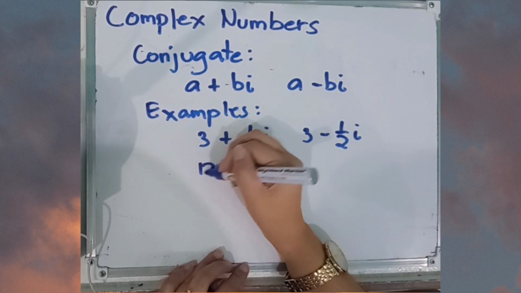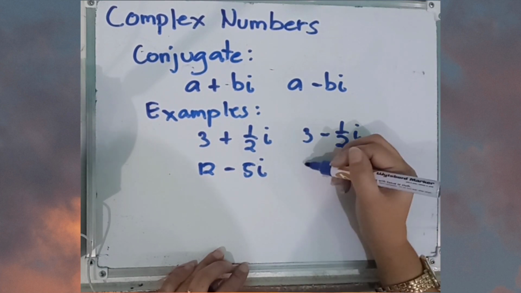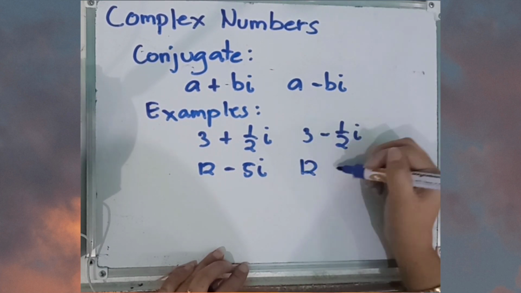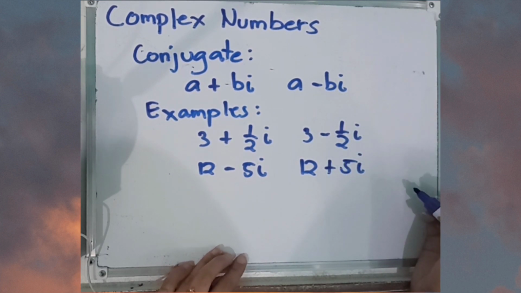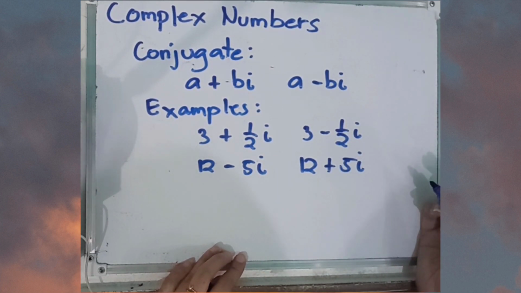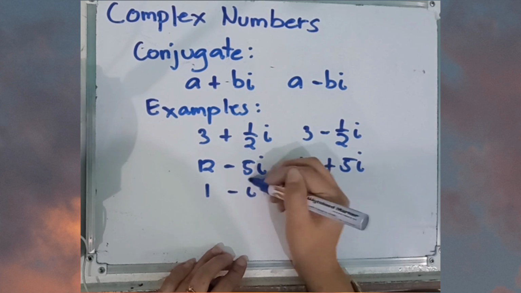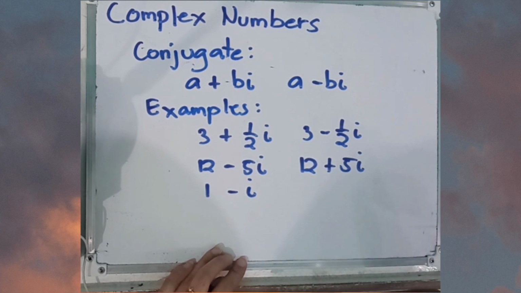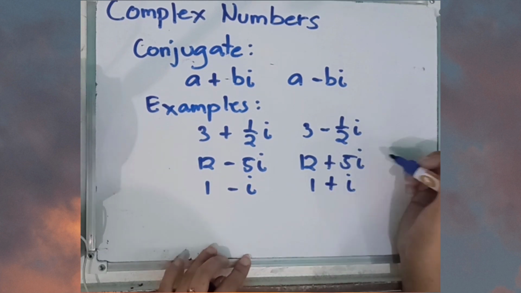Next, if we have 12 minus 5i, the conjugate of that complex number is 12 plus 5i. So again, just simply reverse or look for the opposite sign. Next, if we have 1 minus i, the conjugate is simply, of course, 1 plus i.